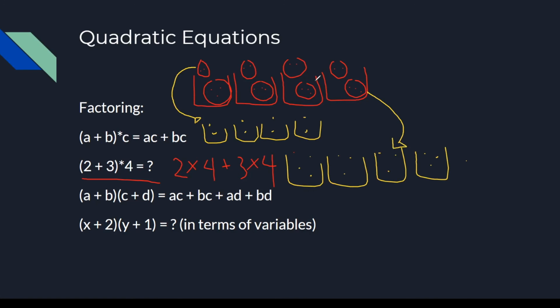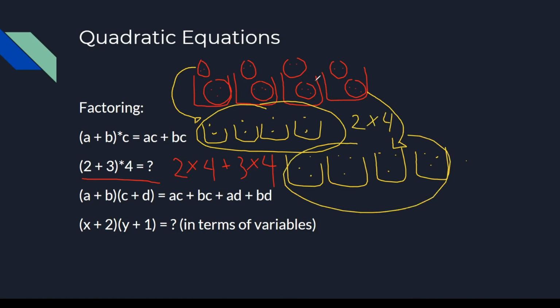Does everyone understand the distributive property now? So what is this represented by? This is represented by 2 times 4. This is represented by 3 times 4. Does that make sense to everyone? And in the red, this one is represented by 2 plus 3 in parentheses times 4. And the number of apples didn't change. That's why 2 plus 3 times 4 is equal to 2 times 4 plus 3 times 4. Does that make sense to everyone?